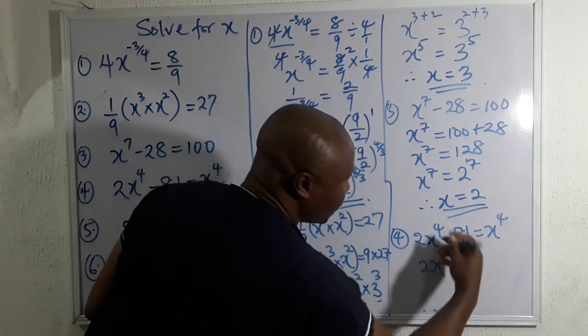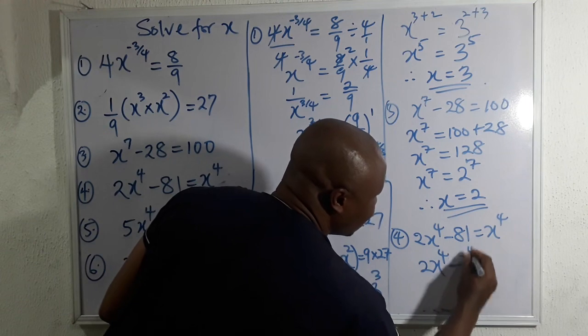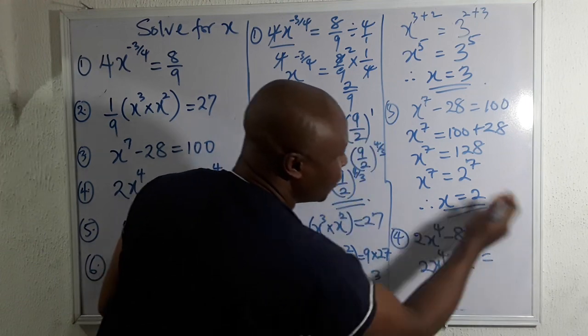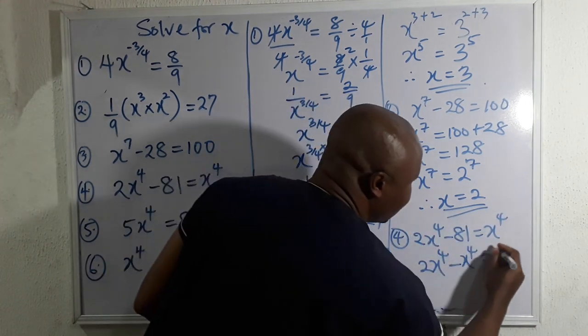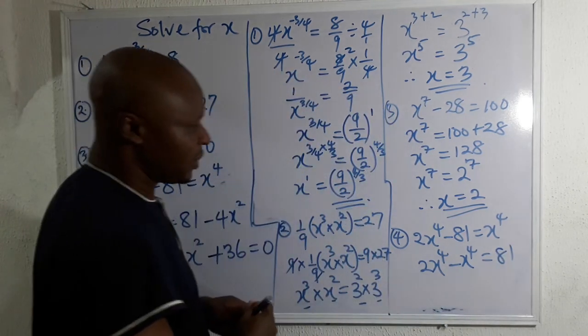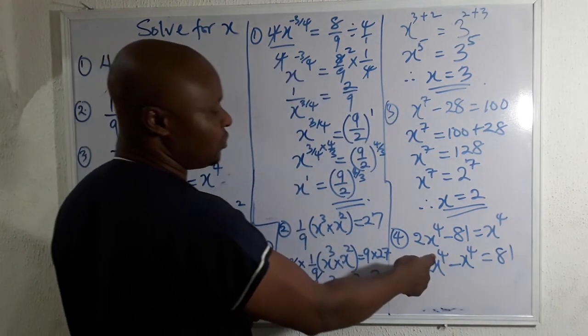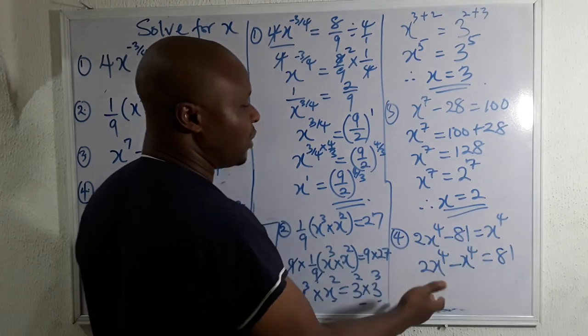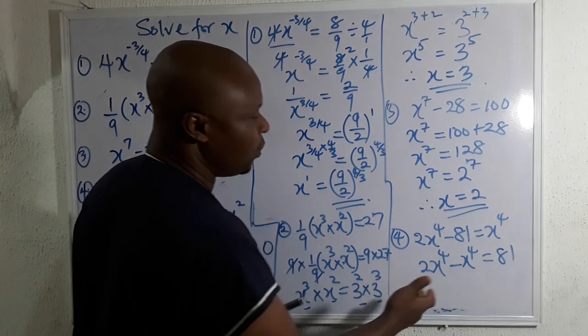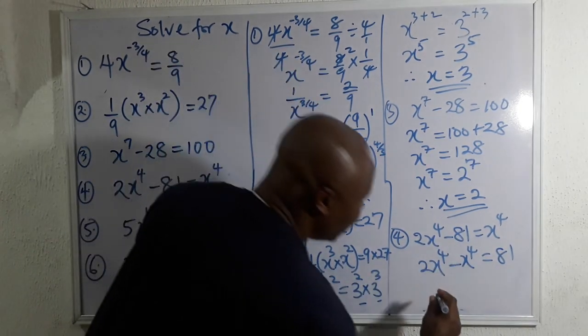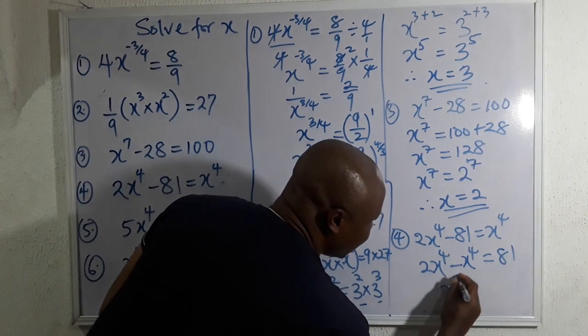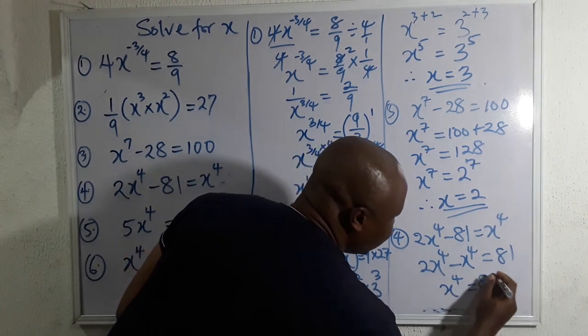This is positive; when it crosses, it becomes negative. Raised to power 4 is equal to minus 81; crossing the equality sign, it changes to positive. So again, 2x raised to power 4 minus 1x raised to power 4. We have 2 here and we have 1 here. When you take 1 away from 2, you'll be left with 1 of it, which is x raised to power 4 is equal to 81.